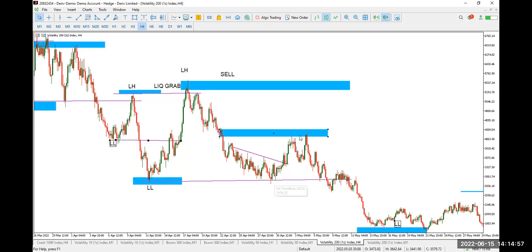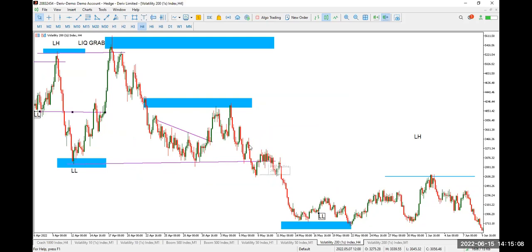When the market returned here from this other block, what happened? They sold down and broke this structure. After they broke this structure, they gave us a lower low here and a lower high here. Now, this lower high here was also a liquidity. There was a liquidity here.